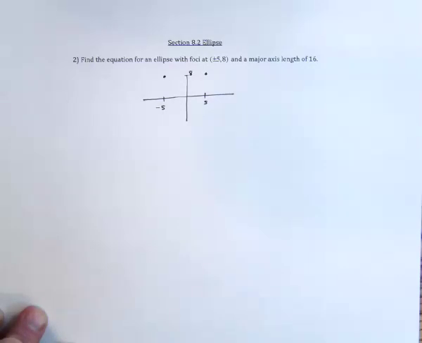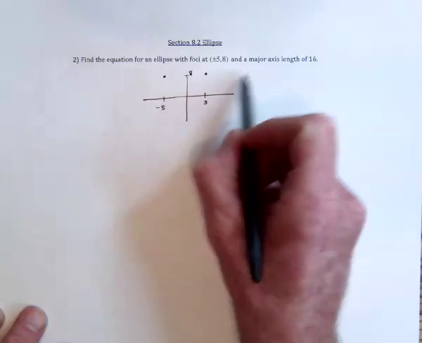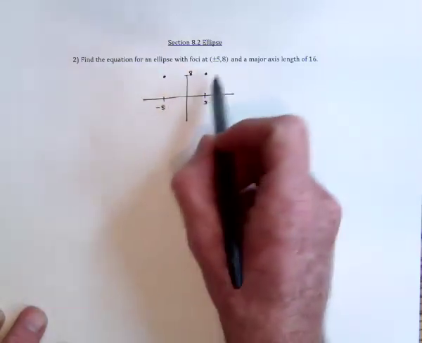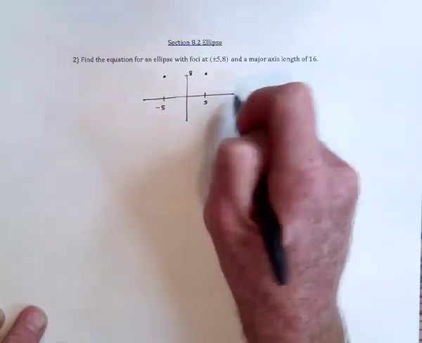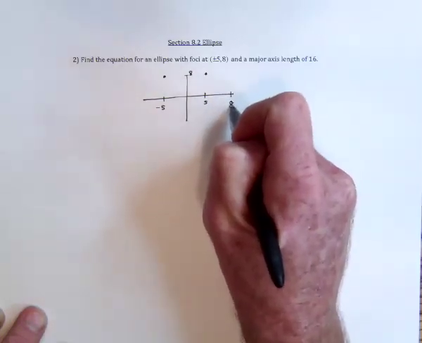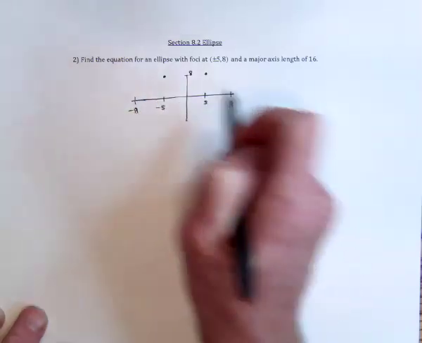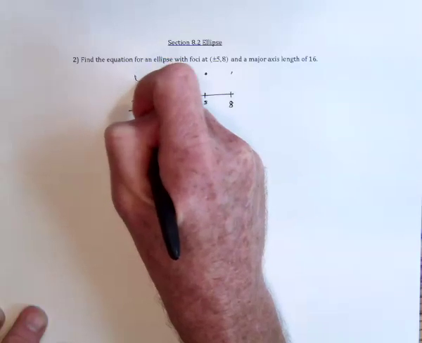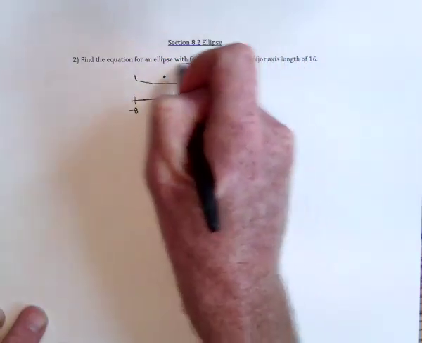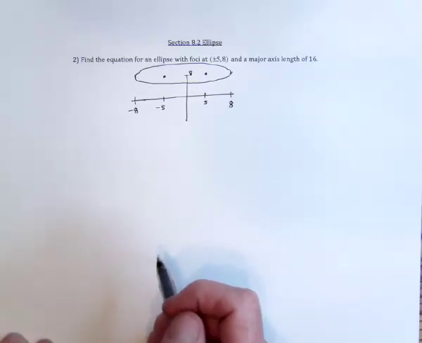And a major axis. So the focus points are always on the major axis, so that means that it's going to be an ellipse going like this. A major axis length of 16, which means this should go out to 8 and negative 8. So that's going to be the vertices, and so it's going to be an ellipse looking something like this. Alright, and then find the equation of that ellipse.